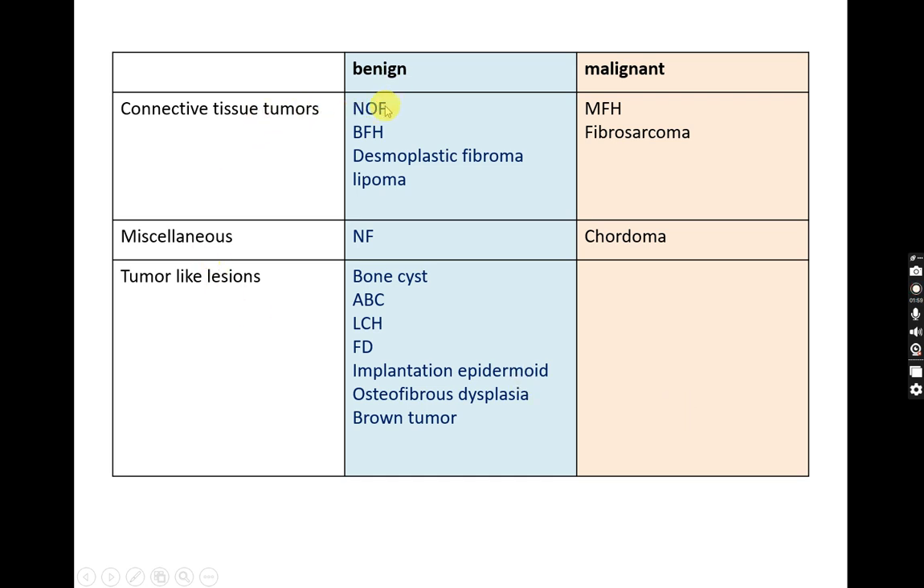In the connective tissue category, benign ones are non-ossifying fibroma, benign fibrous histiocytoma, lipoma, desmoplastic fibroma. In malignant we have malignant fibrous histiocytoma or fibrosarcoma. Under miscellaneous, neurofibroma is common in the jawbone, then chordoma in the malignant type. Tumor-like lesions include bone cyst and aneurysmal bone cyst. In Langerhans cell histiocytosis we have eosinophilic granuloma, the most common. Then fibrous dysplasia, implantation epidermoid, brown tumor, osteofibrous dysplasia.